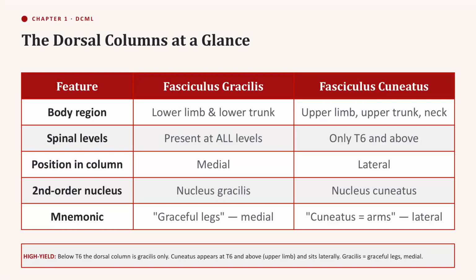Fasciculus gracilis, lower limb and lower trunk, present at every level of the cord, sitting medial, relaying in nucleus gracilis, graceful legs, medial. Fasciculus cuneatus, upper limb and upper trunk, present only at T6 and above, sitting lateral, relaying in nucleus cuneatus. The high yield line at the bottom is the T6 rule one more time. Below T6, gracilis only. At T6 and above, cuneatus joins it laterally. If you can rebuild this table from memory, you can read the dorsal columns on any cross-section.